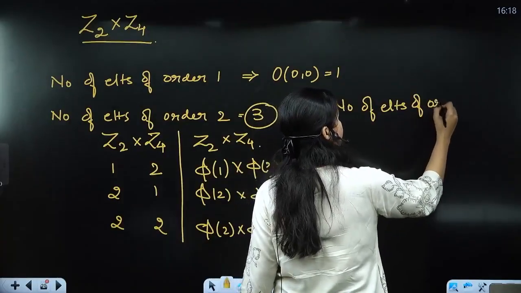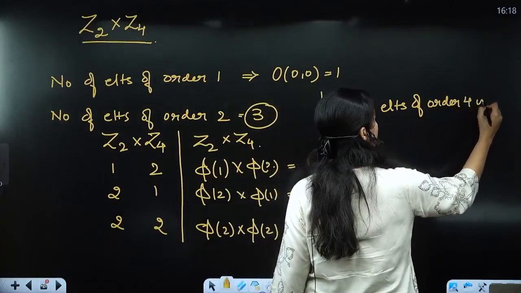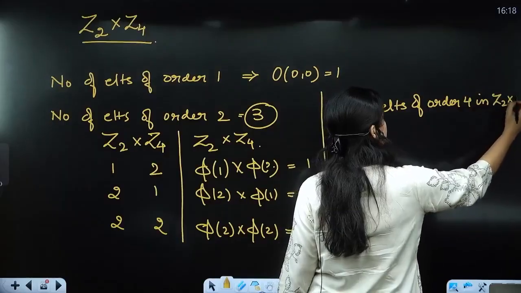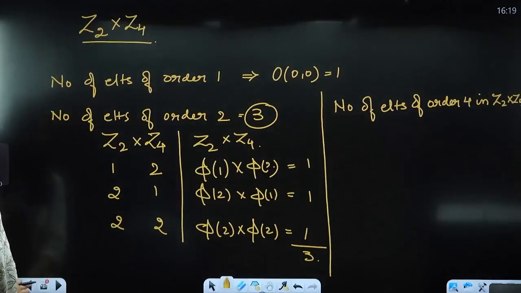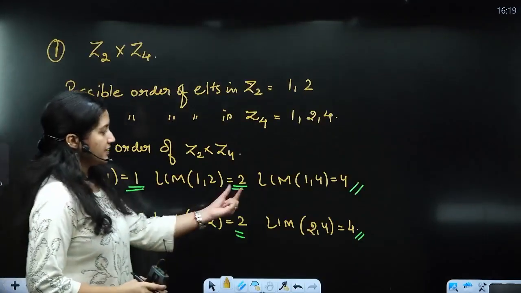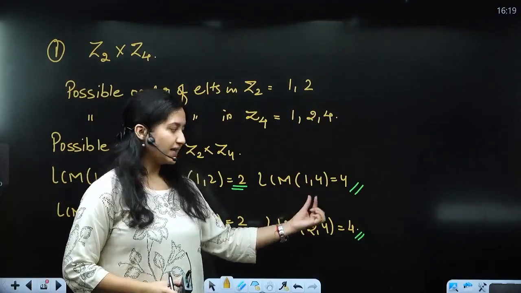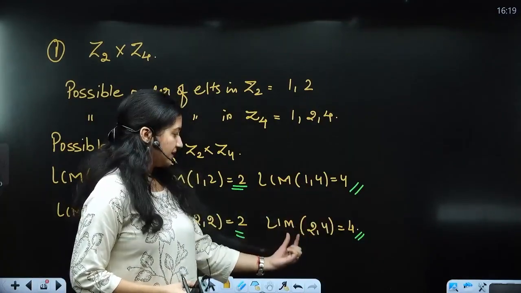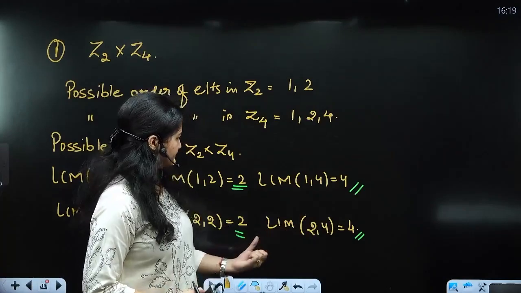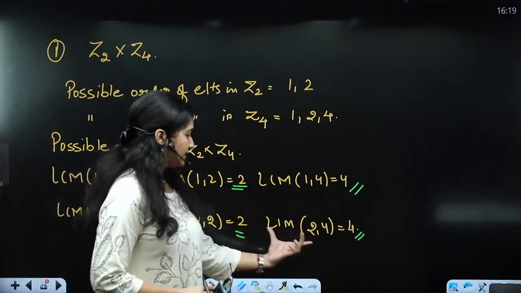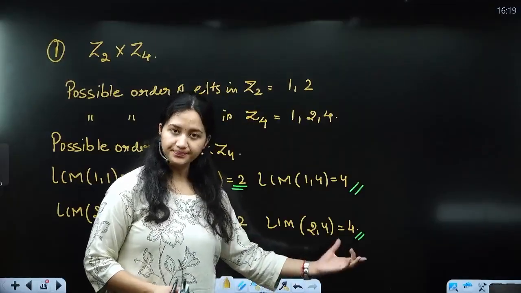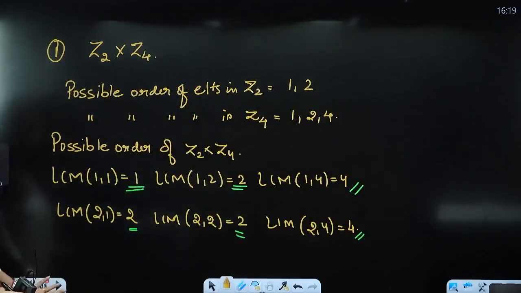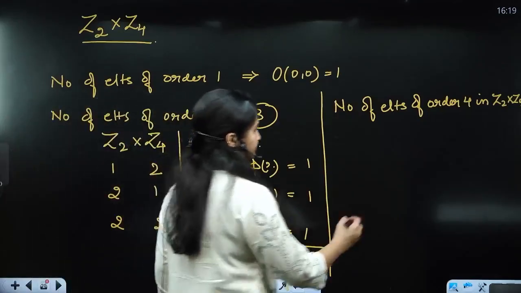Now, similarly, we will calculate the number of elements of order 4 in Z2 cross Z4. What are the possibilities that we can get an element of order 4? First, the first element is of order 1 and the second element is of order 4, and the second is that the first element is of order 2 and the second element is of order 4, right? So 1, 4 and 2, 4, these are the two possibilities.